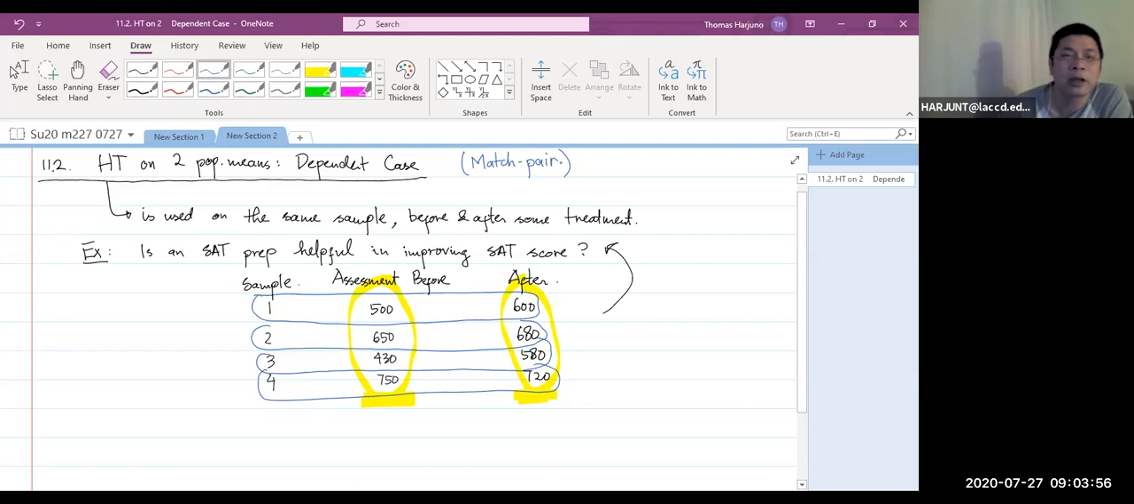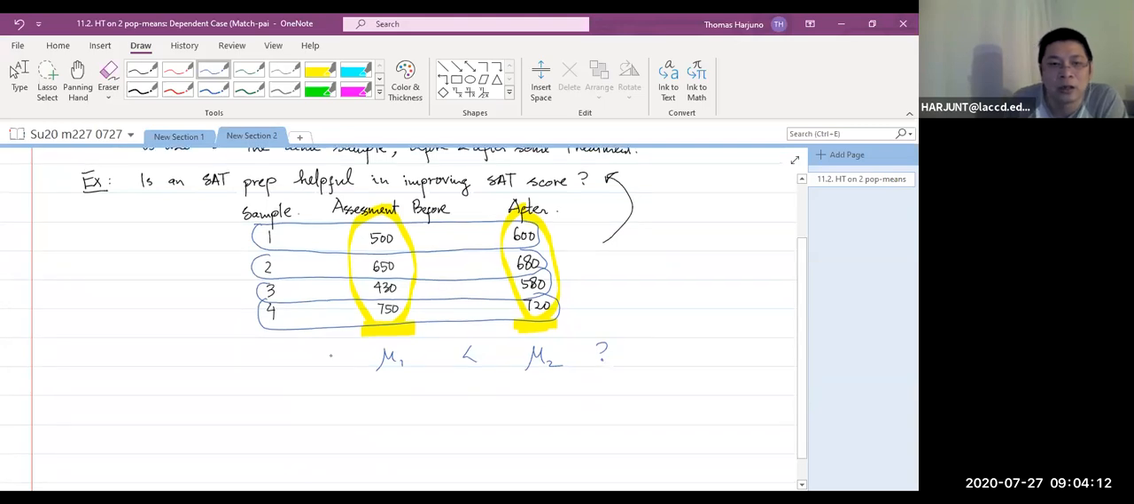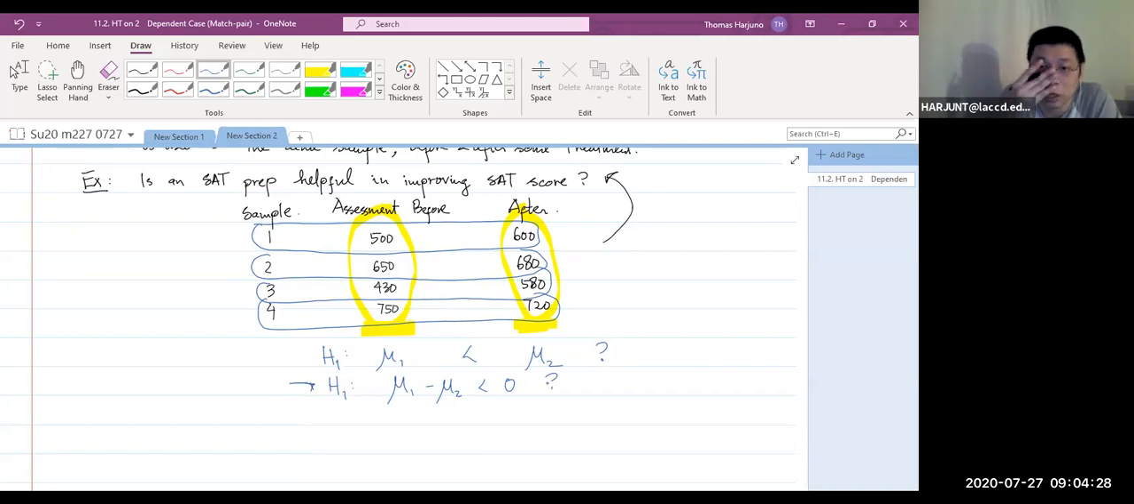Now the way we will attack this kind of problem is this. What we want to do is see if mu2 is greater than mu1. That's our alternate hypothesis. Then we modify that, and it becomes mu1 minus mu2 less than 0. That's what we did in the independent case, the one we learned last Wednesday, the one we did earlier.